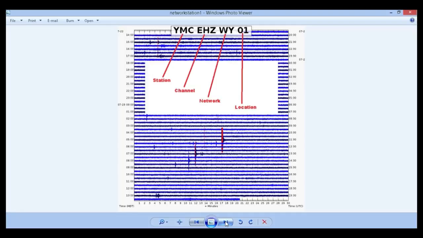A network code is always 1 or 2 letters, or a letter and a number, never more than 2 characters long. This here is the network. See, I have it: station, channel, network, location. I have it all laid out for you. This is the network right here.